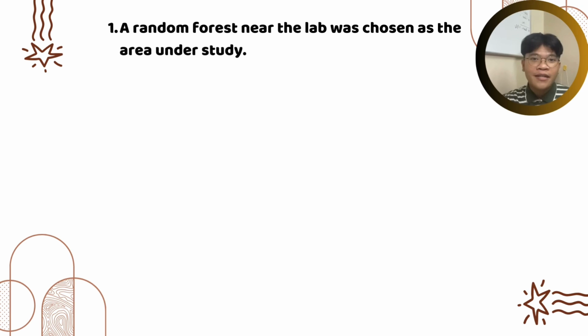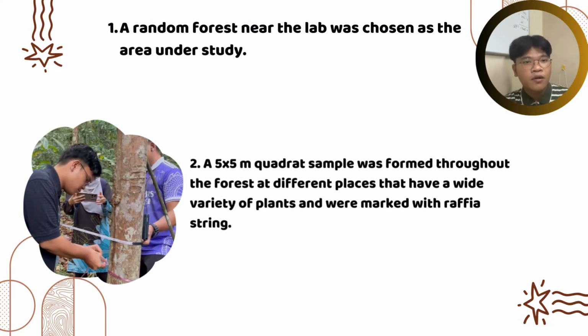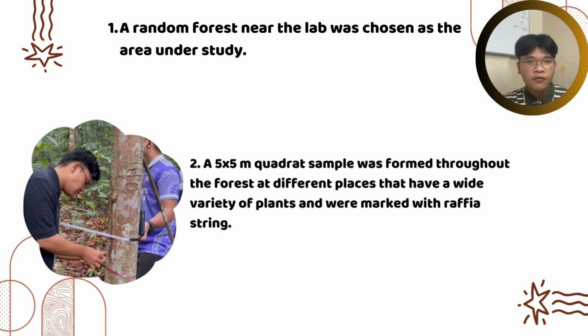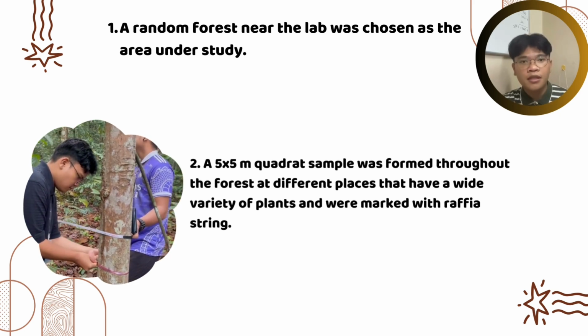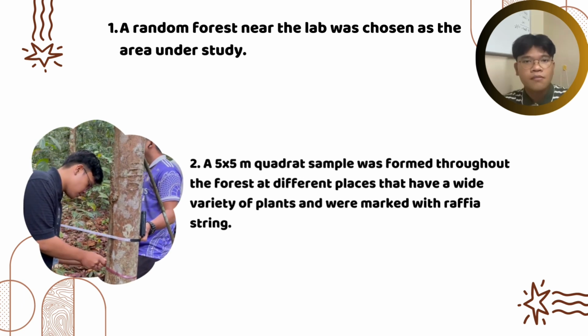First, a random forest near the area lab will be chosen as our study place. Second, a 5 x 5 meter quadrat sample will be formed throughout the forest using raffia string and measurement tape at a random place that has a wide variety of species.